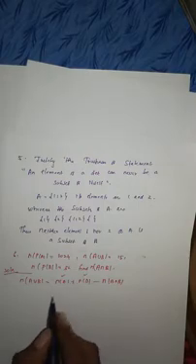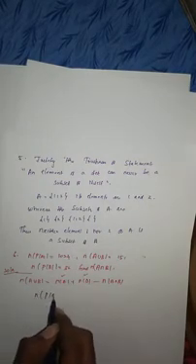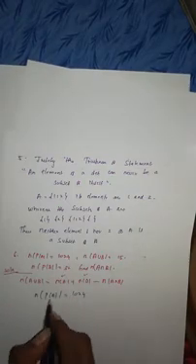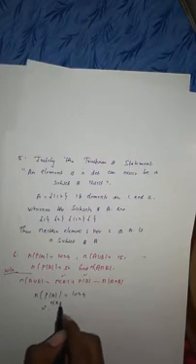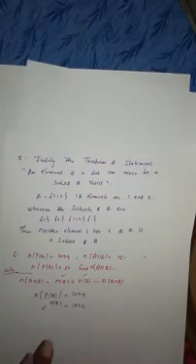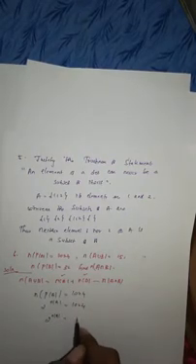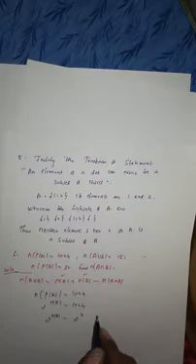It is given that N of P of A is 1024. So 2 power N of A is 1024, because it's a power set. The number of elements in the power set is 2 power the number of elements in the set. I can write 1024 as 2 power 10. 2 power 10 is 1024. Comparing this, we have N of A is equal to 10.